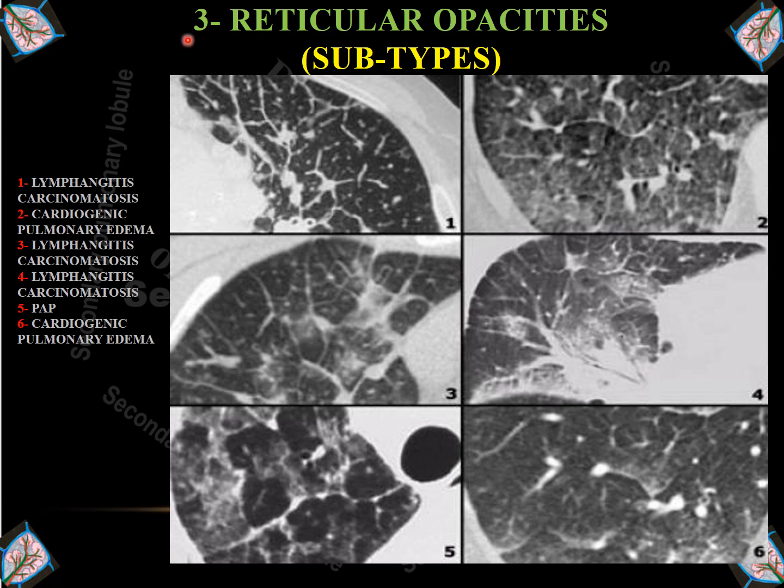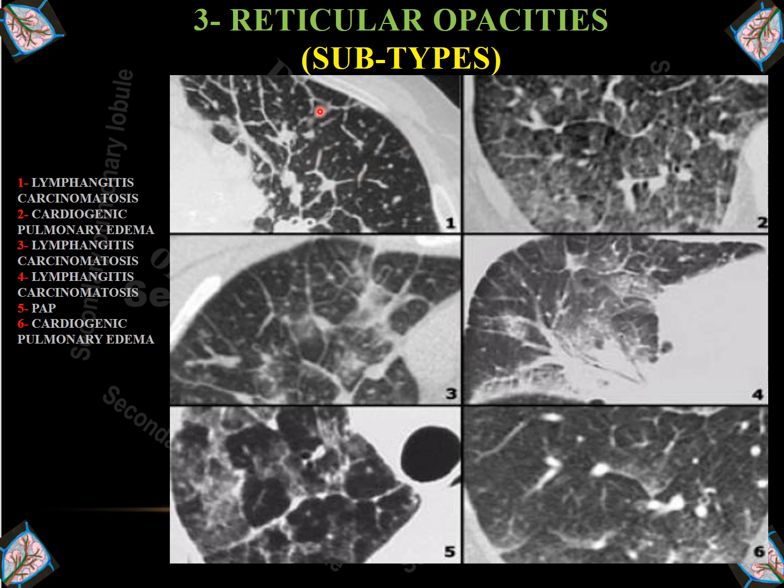The third pattern of abnormality in the HRCT for the secondary pulmonary lobule is the reticular pattern. The reticular pattern means lines of thickening like this, representing interlobular and intralobular septal thickening. This is the pulmonary lobule, and this is the wall, which is thickened due to a venous problem or lymphatic problem.